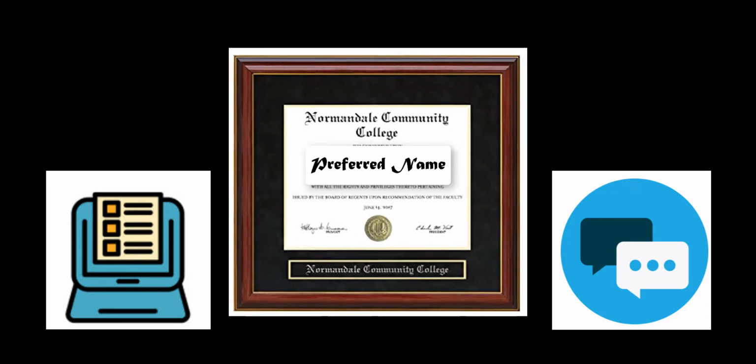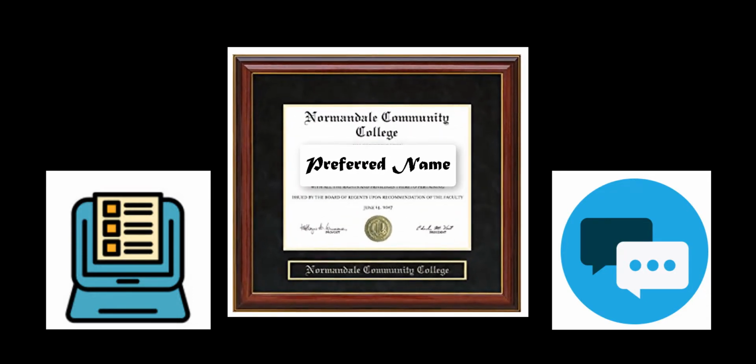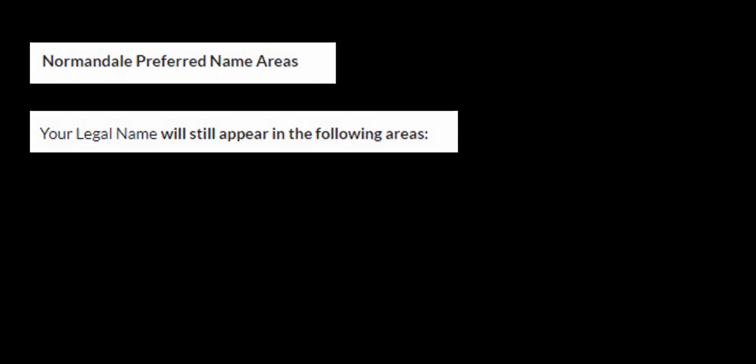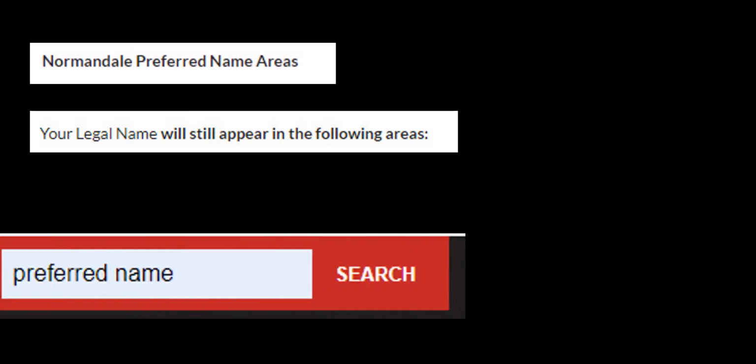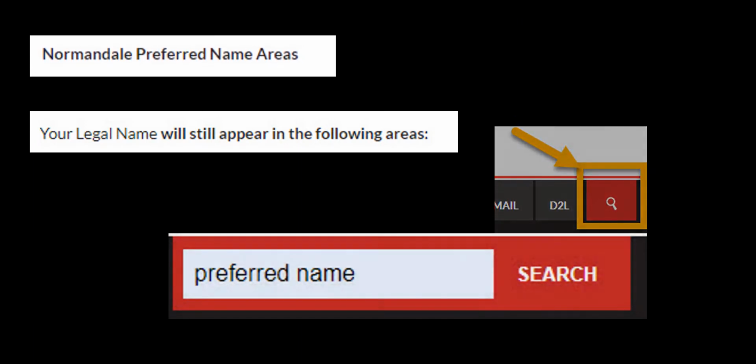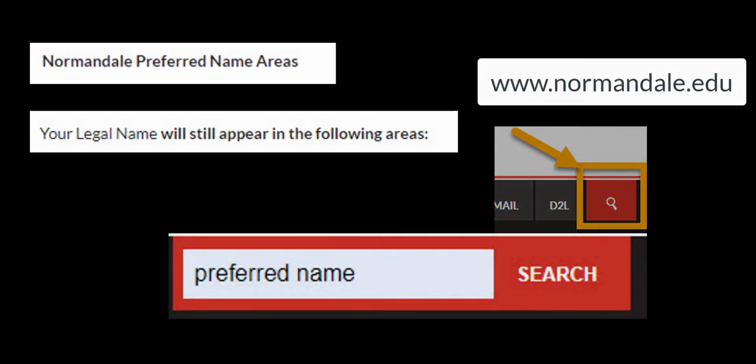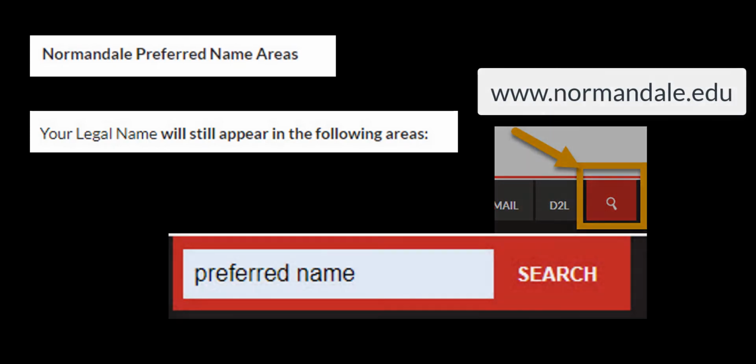Additionally, your preferred name will appear on your Normandale diploma and the Normandale Commencement Program. For a full list of where your preferred name will appear and a list of where your legal name will still appear, search for Preferred Name in the search bar on the Normandale homepage at www.normandale.edu.